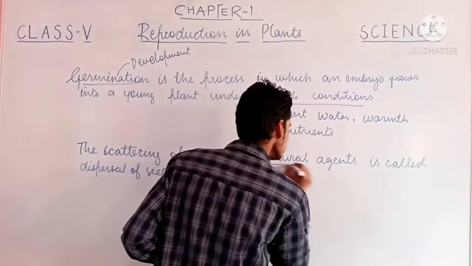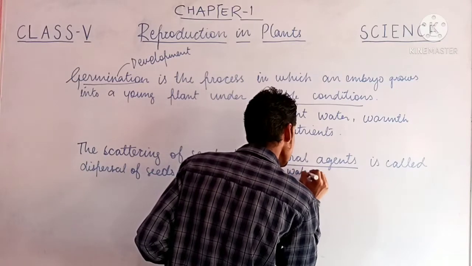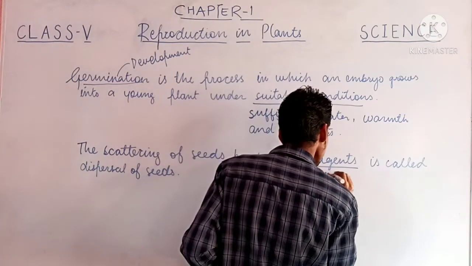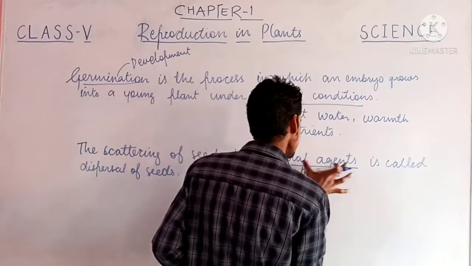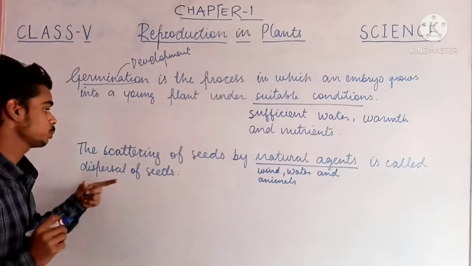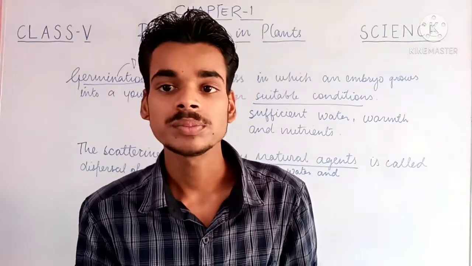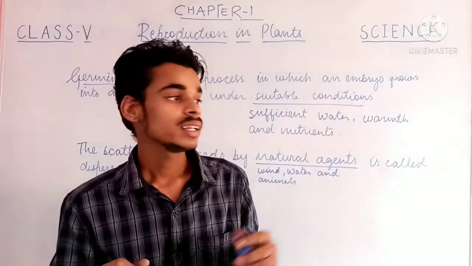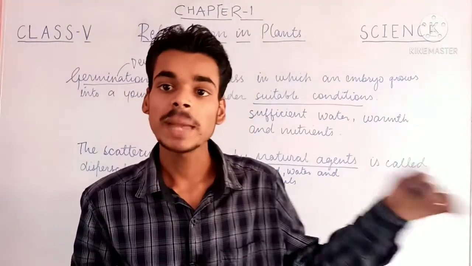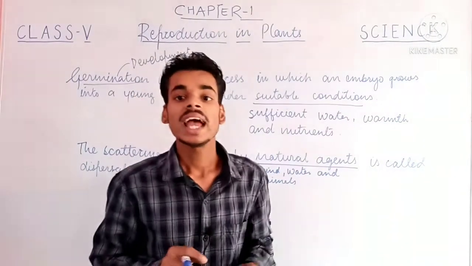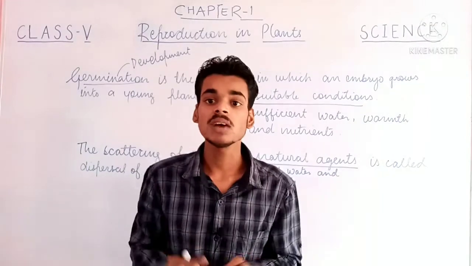So what are the natural agents? Wind, water, and animals are the natural agents that help in the dispersal of seeds. Let us take an example. We eat a mango, and after eating it, we throw away the seed of the mango, and that lands somewhere and grows into a young plant. That whole process is called the dispersal of seeds.